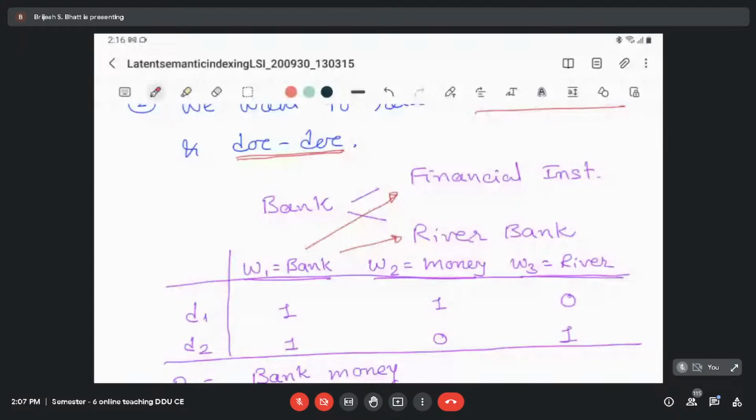Now if a user searches for the word bank, then both documents will get equal rank. But we need to know which bank the user wants to search for, whether it is a financial bank or a river bank. That we need to figure out.